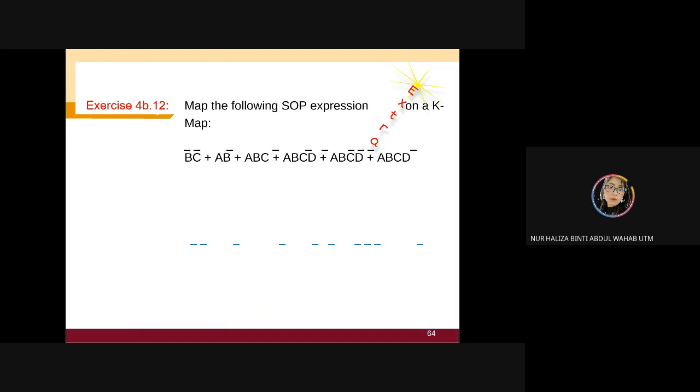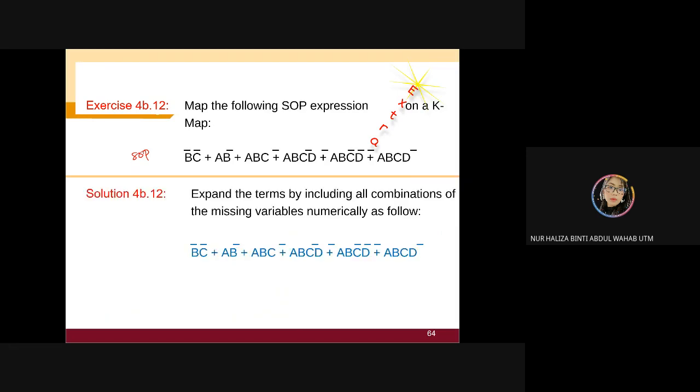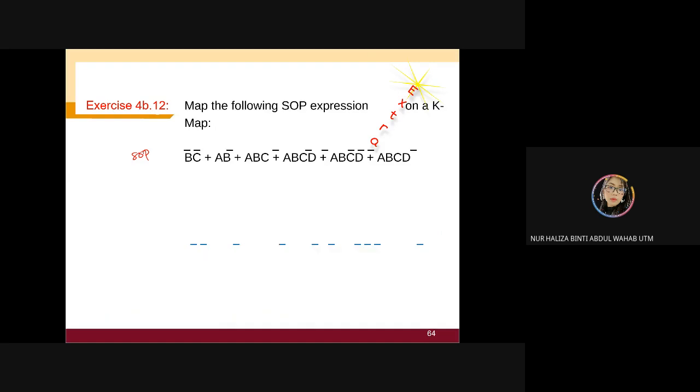Okay, next you're going to see this question. It asks you to map the following SOP expression onto a map. You are given your SOP. And this one is what? Oh, this is the solution only.